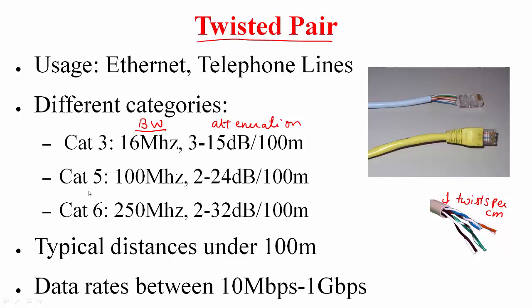So for example, Cat5 links have a bandwidth of about 100 megahertz and they suffer attenuation between 2 to 24 decibels per 100 meters. Now, why do you think this is a range? This is because different frequencies suffer from different attenuations. So lower frequencies suffer less attenuation, whereas higher frequencies suffer more attenuation. Typically, these cables are used under 100 meters. Why? We'll see the reasons for it shortly. And they support data rates between 10 megabits per second all the way to 1 gigabit per second.